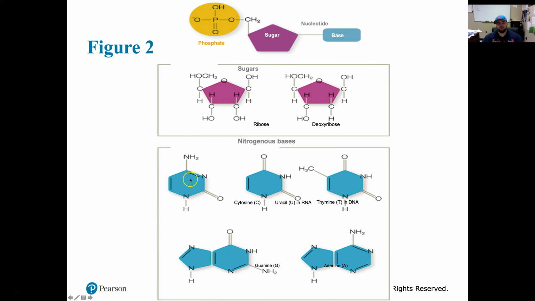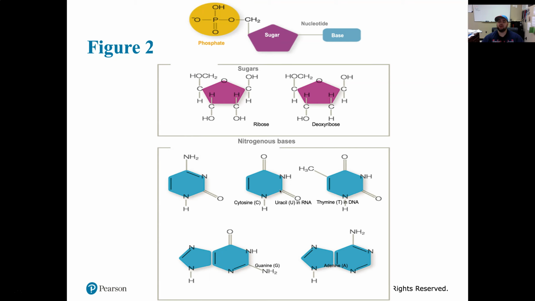Now, the third image here, or box, shows the 5 different nitrogenous bases. As I said, the phosphate and the sugar stay the same. The nitrogenous base changes. For instance, you can have cytosine, thymine, guanine, adenine, or uracil.